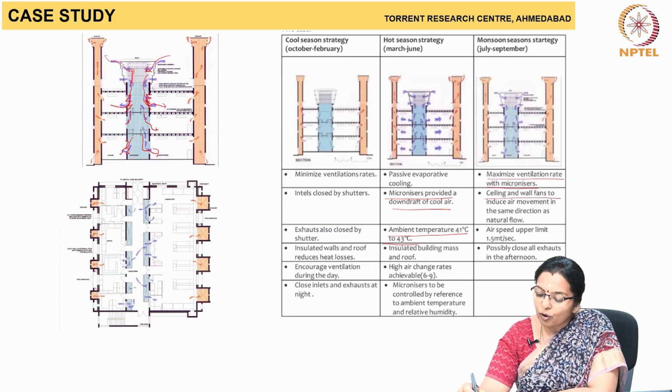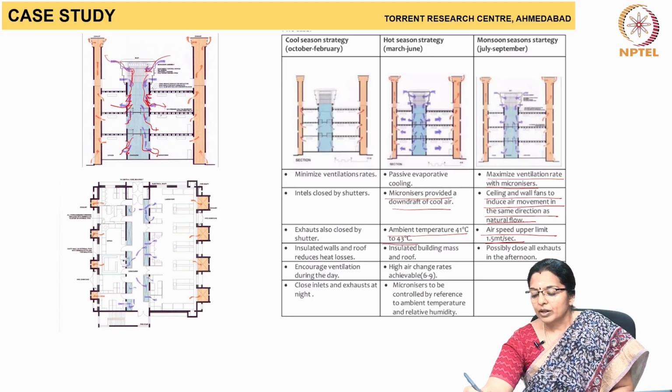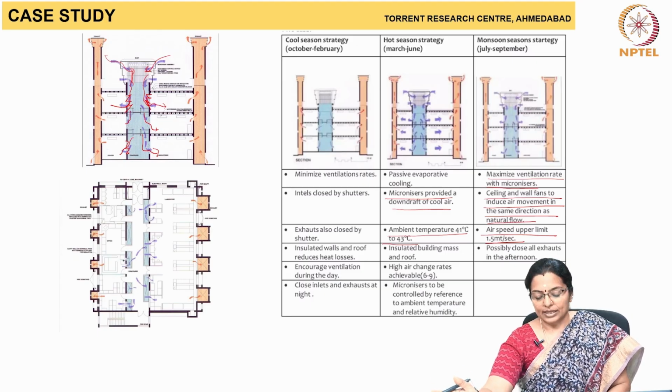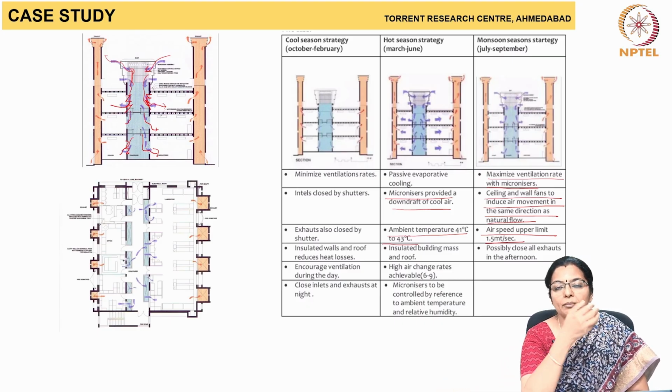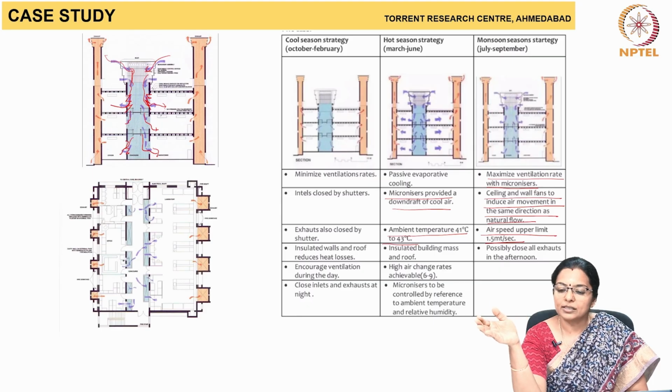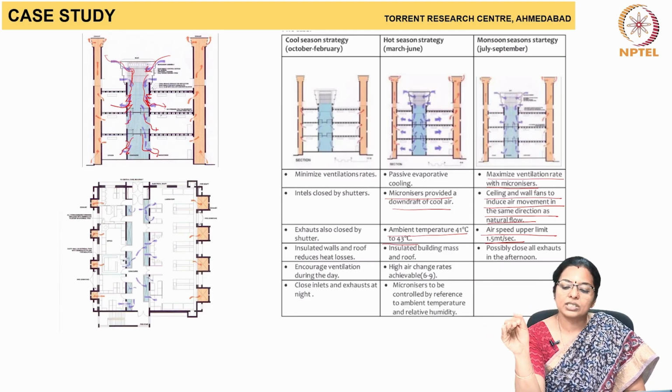So ceiling and wall fans are used to induce air movement in the same direction as natural flow. So the air speed upper limit is about 1.5 meters per second. By noon, all the exhaust gets closed in the monsoon season. So because the climate of Ahmedabad has all the 3 types of seasons, this is used effectively in the hot season and to some extent in the monsoon season. Whereas in the cold season, the inlet is closed and blocked.